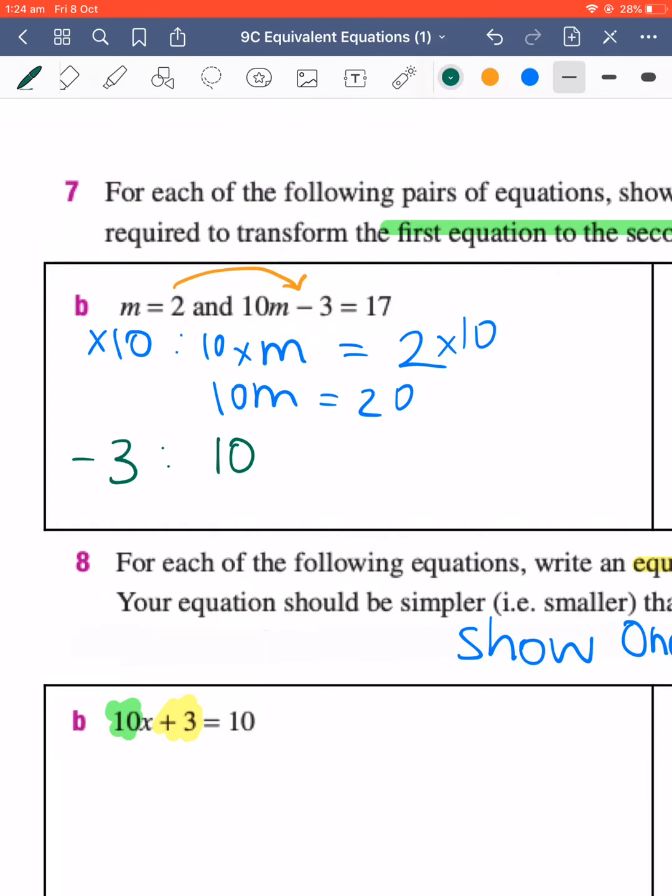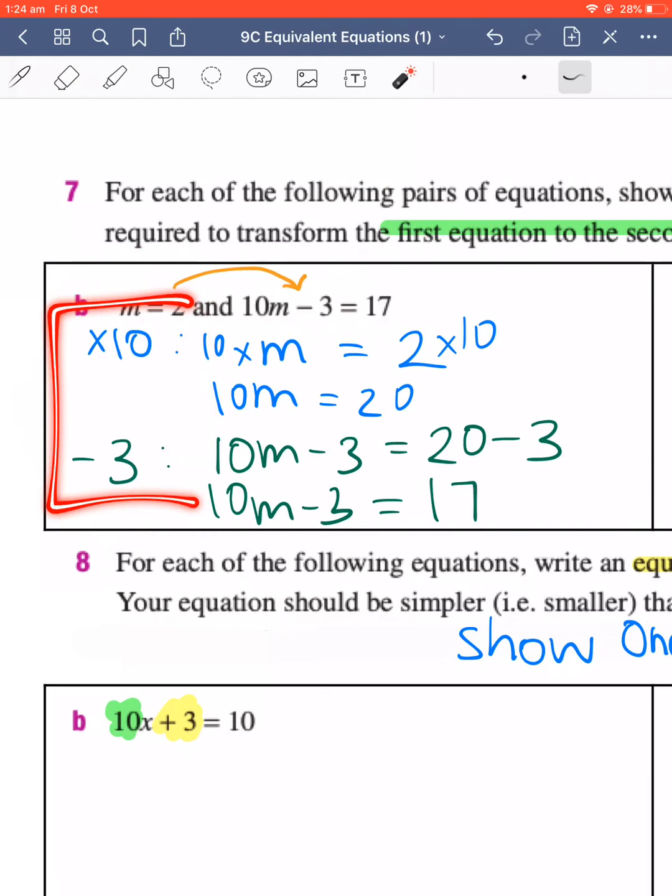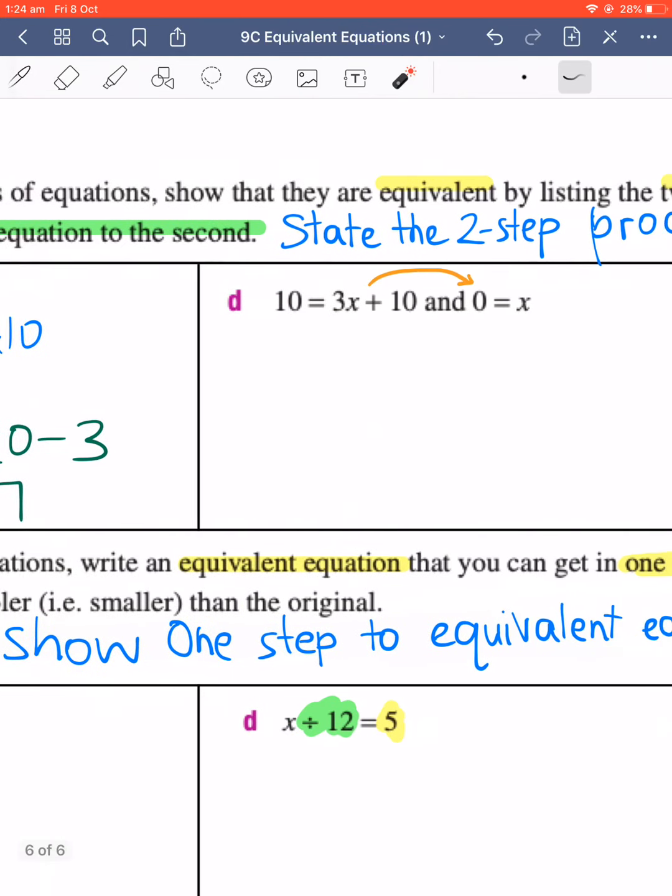So 10m minus 3, and what I do to one side, I do the other. So 20 minus 3 does indeed give me 17. So I've ended up with my equation by doing these two steps. So I would write a statement that says that I have multiplied everything by 10 and then minused 3.